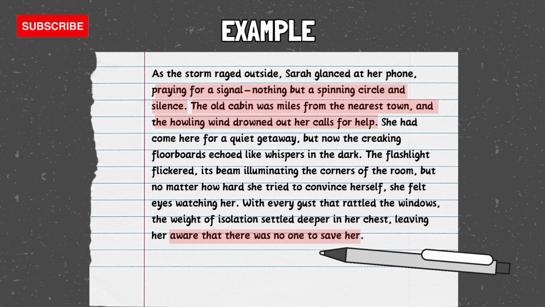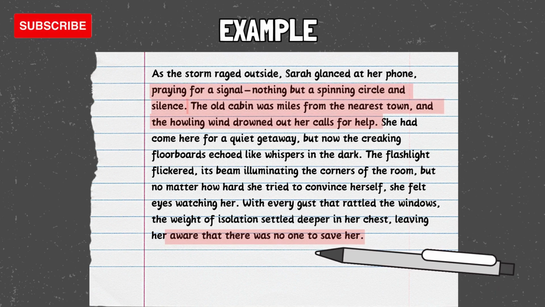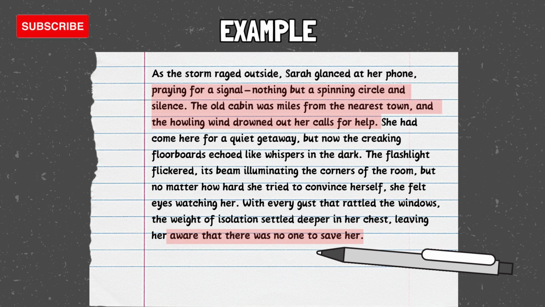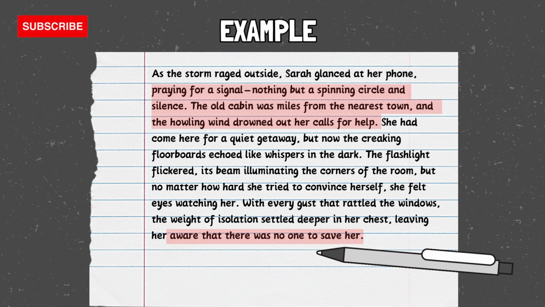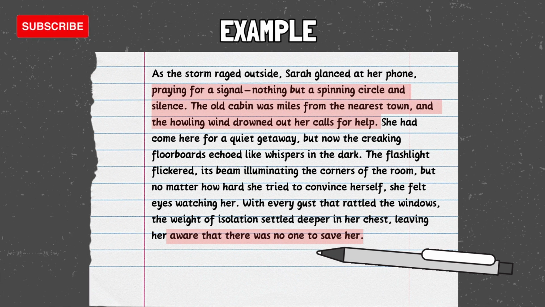Take a look at this example. This scene effectively isolates Sarah, cutting her off from communication and hope for outside help, which amplifies her vulnerability. The relentless storm and the eerie atmosphere of the cabin serve to heighten her sense of loneliness and despair, making the reader aware of her dangerous situation.